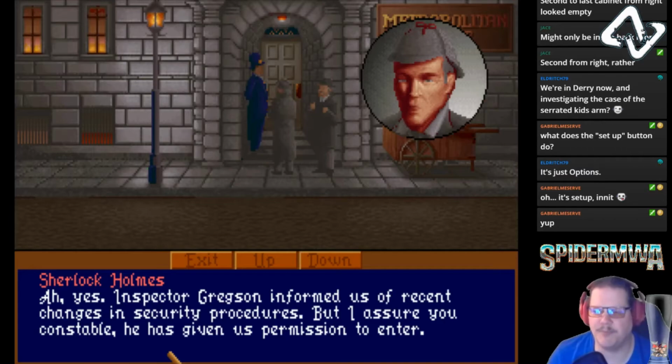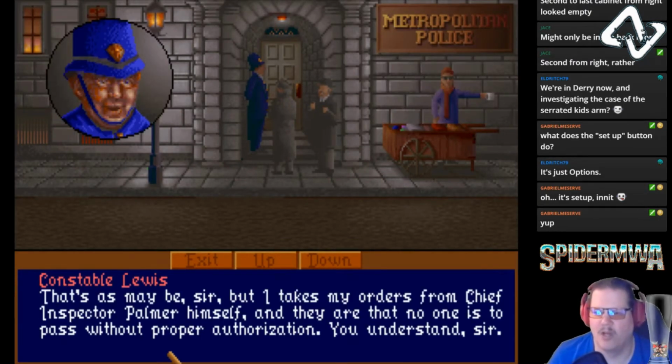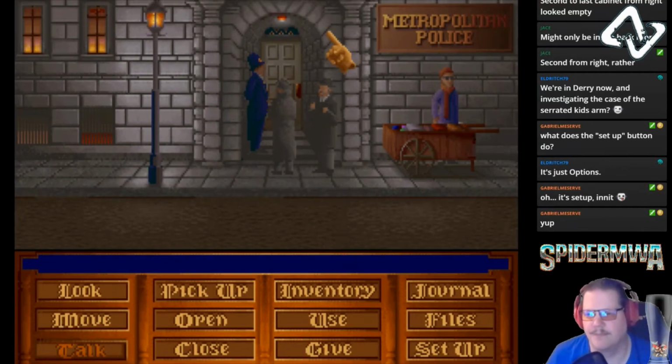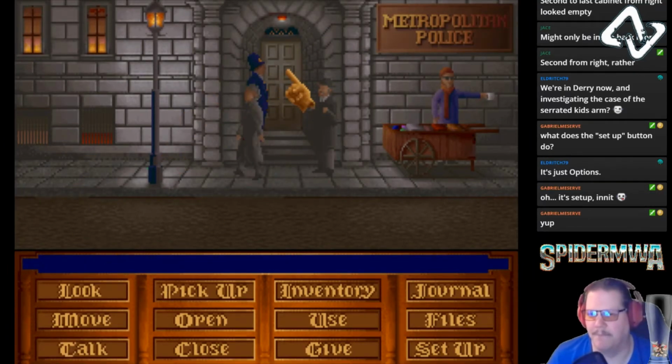Ah, yes. Inspector Gregson informed us of recent changes in security procedures, but I assure you, Constable, he has given us permission to enter. That may be, sir, but I take my orders from Chief Inspector Palmer himself, and they are that no one is to pass without proper authorization. You understand, sir? Understood. Just doing your job. I need to get in.